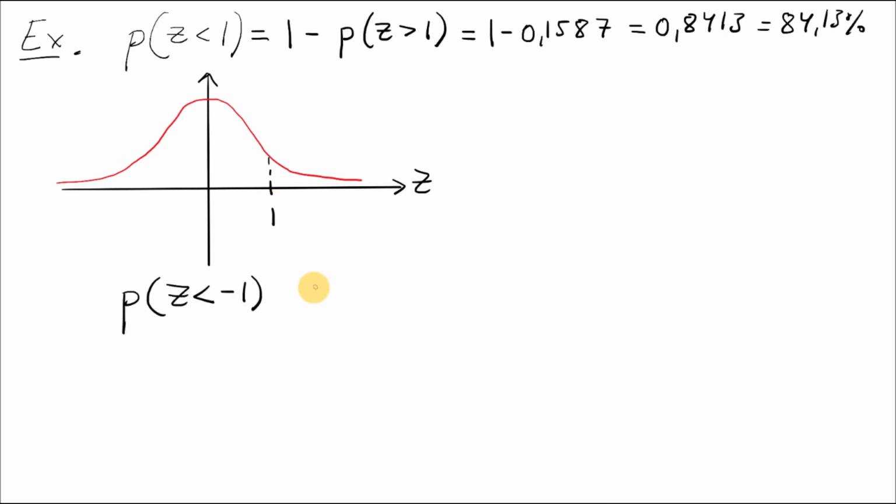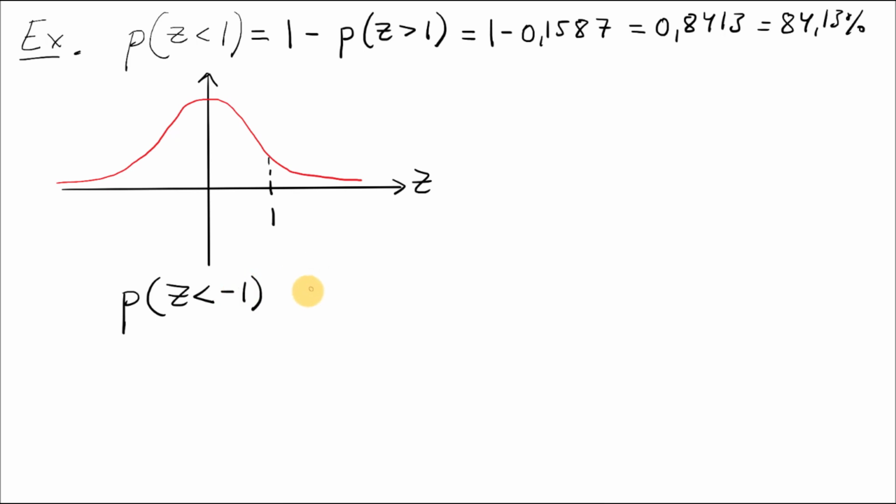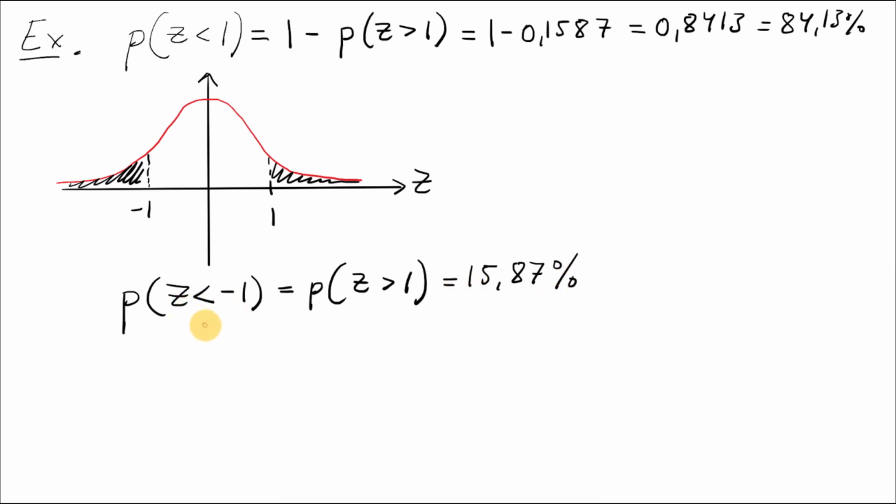Let's say you want to find out this probability instead. The probability table doesn't give you probabilities for negative z-alpha, so you have to convert this to a positive value here. But this probability is just this probability, and by symmetry that probability is equal to that one. So it's equal to this probability, and that we already read off from the table. So in this way we can read off negative values also from the table.